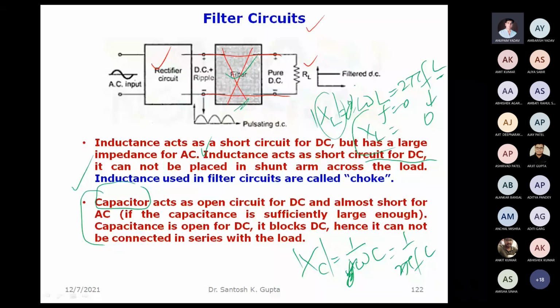So we can use the capacitors in parallel to the output, whereas we can use the inductors in series with the output. Okay. So we may try to use both together, or we can use them separately. Either we can use only a capacitor, or only an inductor, or we can also have a combination of inductor and capacitor.